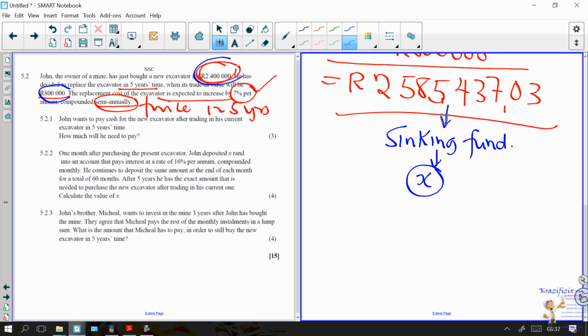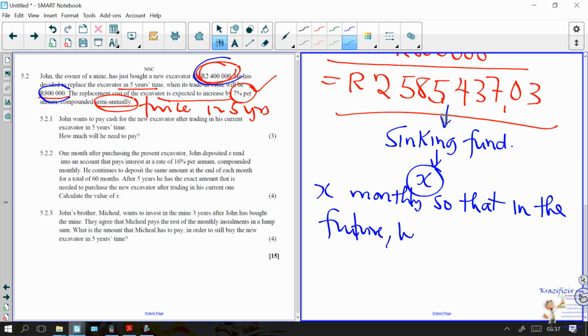Now, so he's going to deposit X. I want to just do this before we calculate. John is depositing X monthly so that in the future he has saved his sinking fund. I hope that makes sense. John needs this amount in 5 years' time. So what does he do? He starts saving now so that in the future, 5 years, he has this amount. That's the whole analogy of sinking funds. All right, sinking fund is a future value.